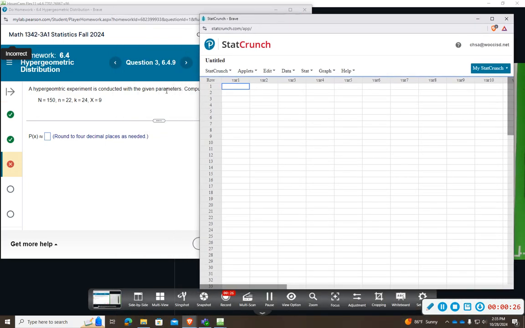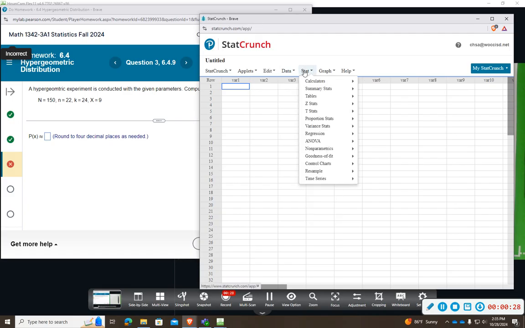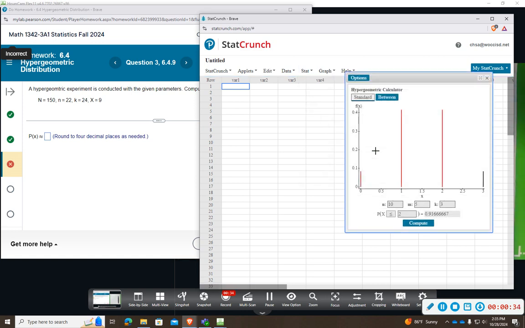All right, so we're going to go to Stat, Calculators, and then Hypergeometric. So remember the difference with the hypergeometric. We have big N, which is going to be equal to little n in StatCrunch. We have little n, which is equal to m. And then we still have k, which is k. And then we have x, which is still x, from what we understand.